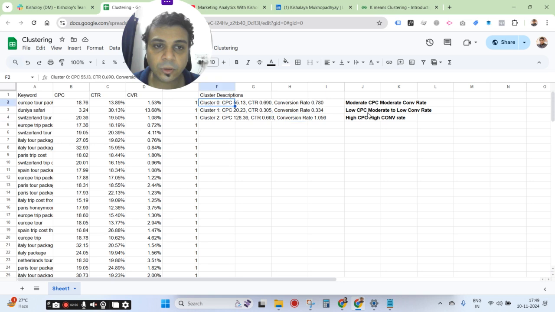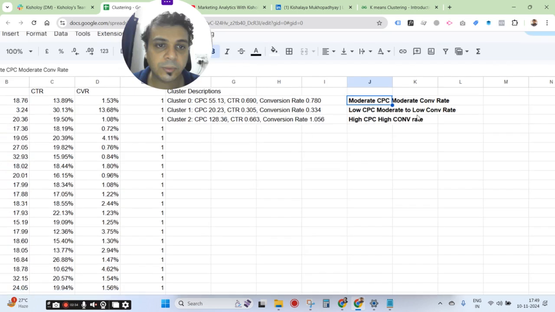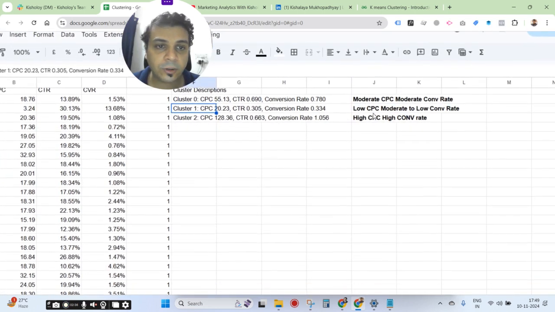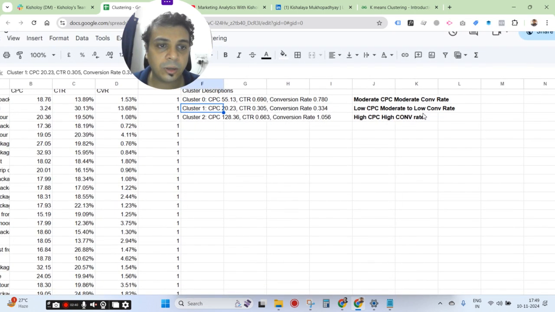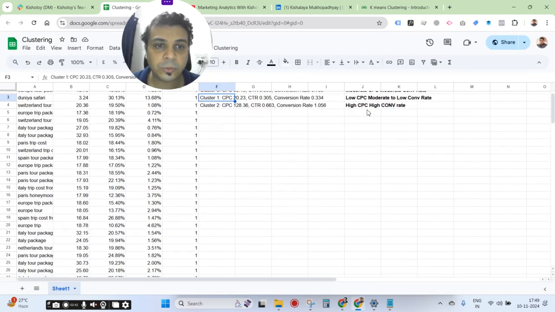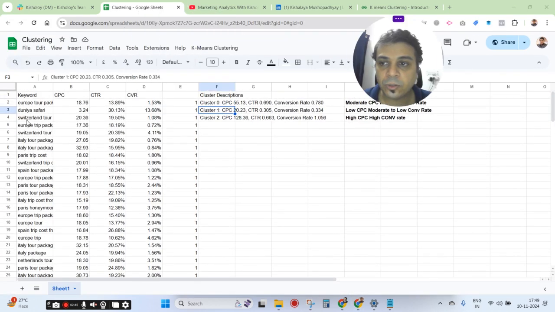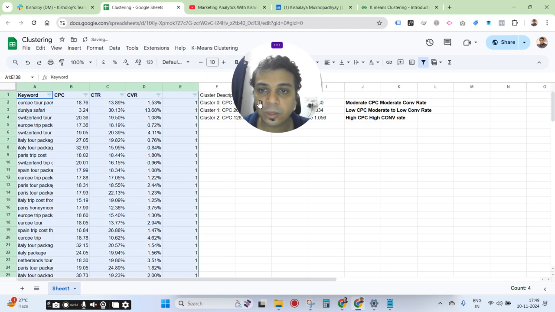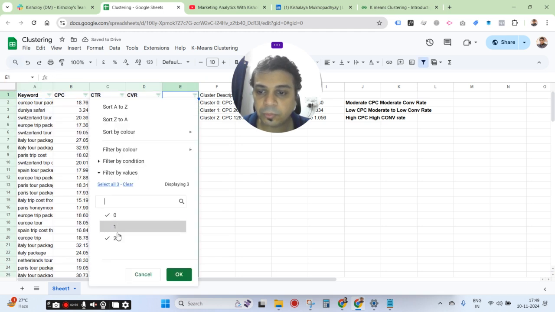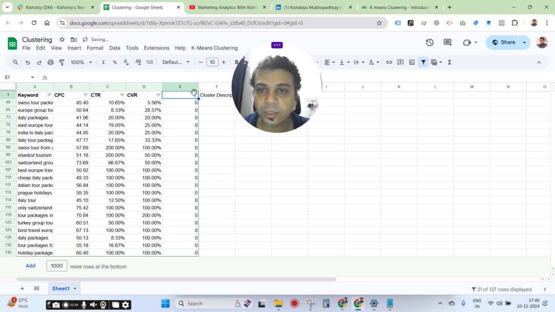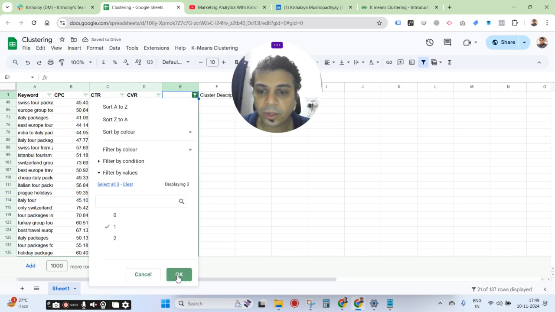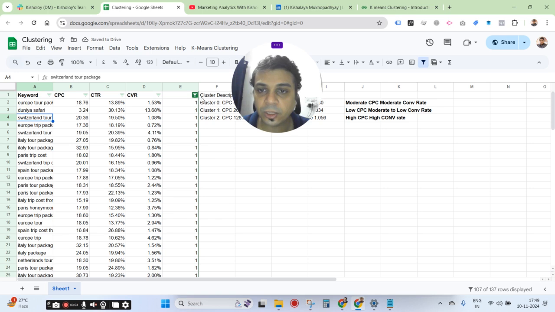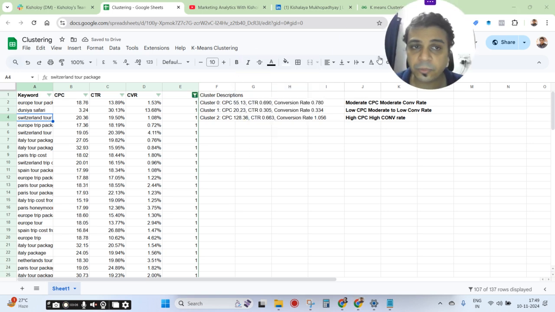And each of these clusters obviously has a definition, right? So you can see cluster 0 here, for instance, corresponds to moderate CPC, moderate conversion rate. Cluster 1 here corresponds to low CPC and moderate to low conversion rate. And cluster 2 corresponds to high CPC and high conversion rate. So this is, by the way, the column for the clusters. And if you were to filter all of these, you will be able to find out for each of the clusters which keywords are present.